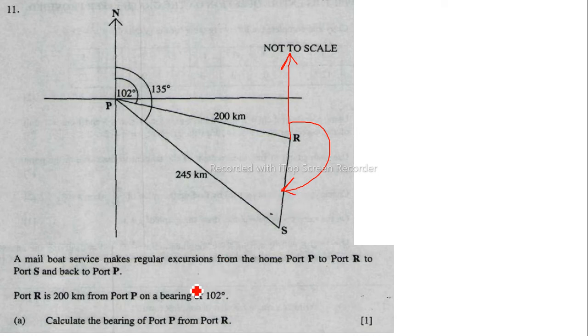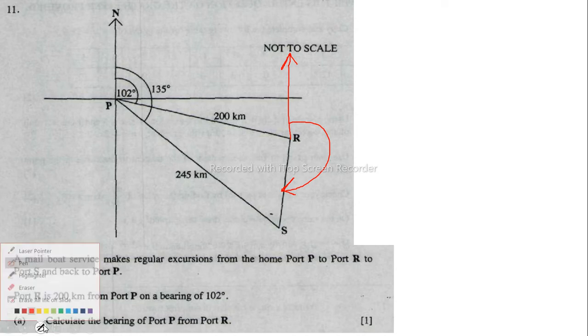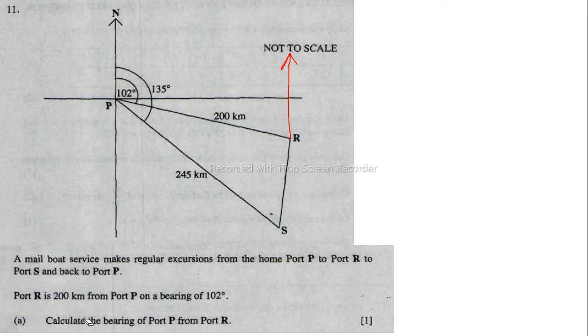They want the angle, the bearing of P from R, and so that means we are looking at this one from R, and we go all the way to P, like so. So you're saying it's going to be a big number? It's a reflex angle, we know that for sure. It's greater than 180 for sure.